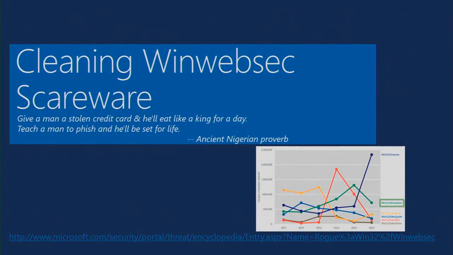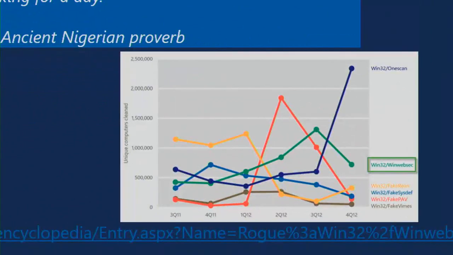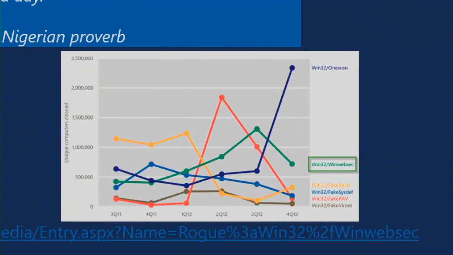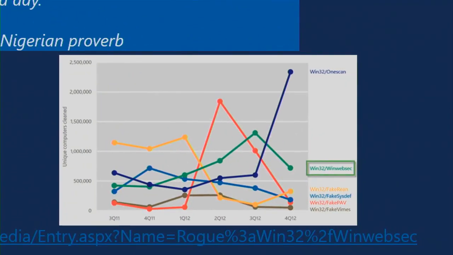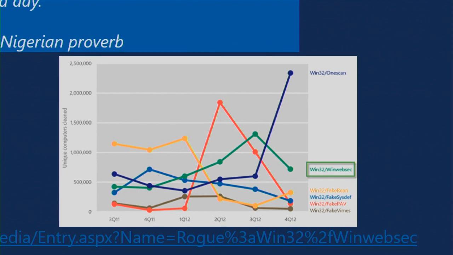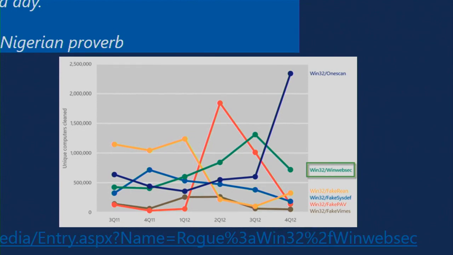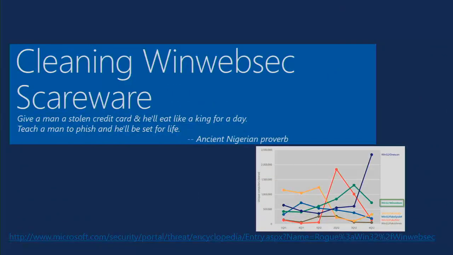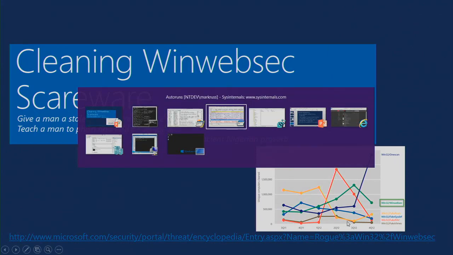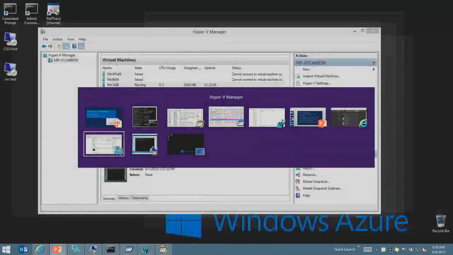is a piece of live scareware called WinWebSec, and I picked this one because if you look at this from the latest Microsoft Security Intelligence Report, you'll see that when it comes to scareware, WinWebSec is still currently the second most prevalent piece of scareware, and it's been the most prevalent one floating around for several years now, really impacting people. If you go to this link down here, which I've got opened up in the browser, where did the browser go?